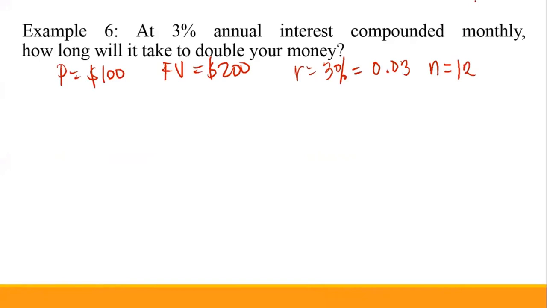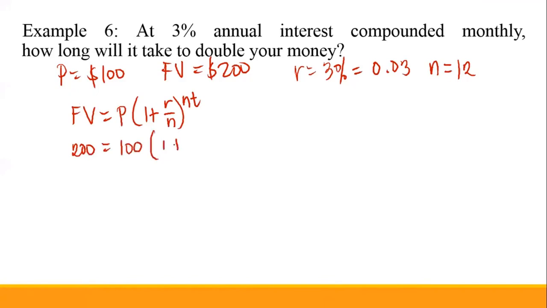So since incomplete, if we start with $100, then P is $100 and the future value is 200. So if we're going to plug this information into our formula, always practice to write yung equation o yung mga formulas natin para mas madali na lang sa pagsusolve. Alright? So this is 200 and this is 100 times 1 plus 0.03 over 12 raised to 12 times t.